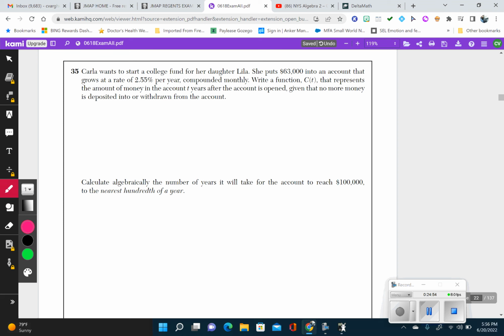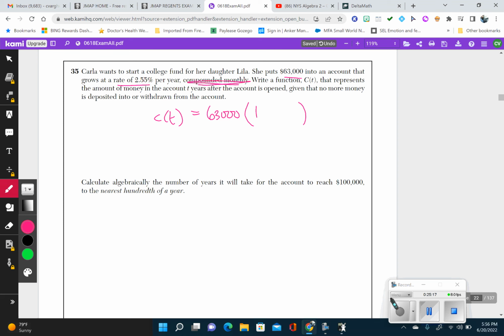35. Good. We're winding down, people. So put 63,000 into account. Growing. Okay, compounded monthly is going to be important. Write a function C of t. So C of t is equal to, she's putting 63,000 in, so 63,000 is going to be the number that goes out in the front.